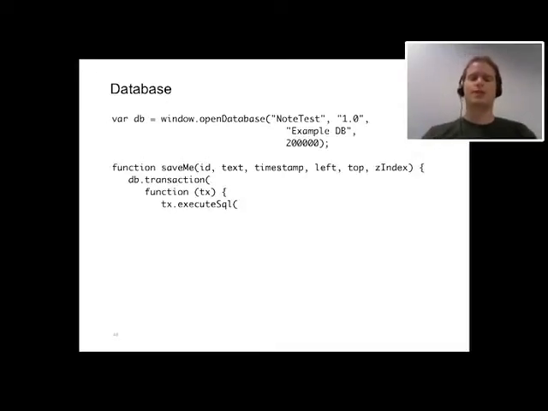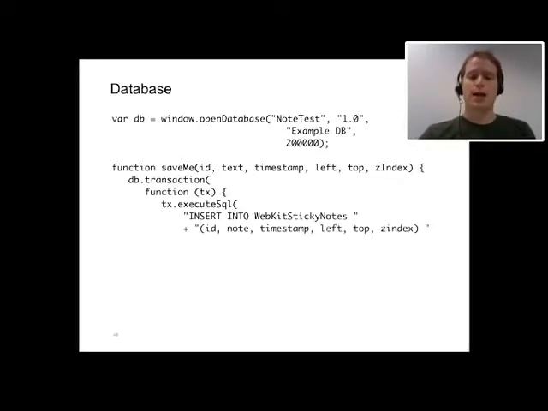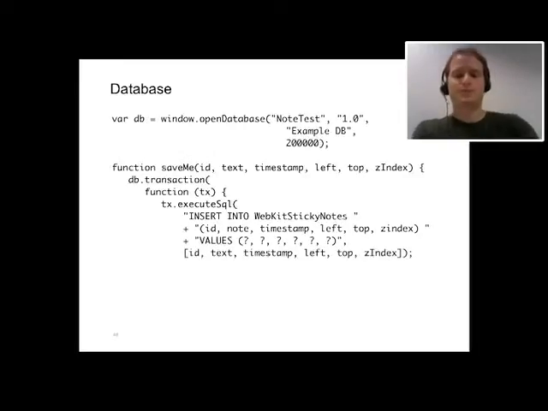Once you're inside the transaction, then you can actually execute SQL by calling the executeSql method. And you provide normal SQL. Here we're saying insert into a table called WebKit sticky notes that we made. There are the columns, and then we provide the values. Where you want values to plug in, you put a question mark, and then you provide an array that will fill in the new values.